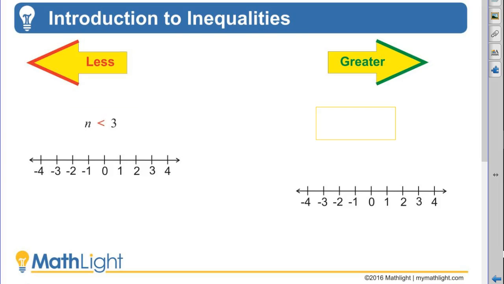And so in our first example, we have n less than 3. What we want to do is, because the variable's on the left, that's where we want it, and because it's a less than, it means the 3 is not included. So we want to circle over the 3. And then our arrow, because the variable's on the left, will go in the same direction that our inequality symbol is pointing.